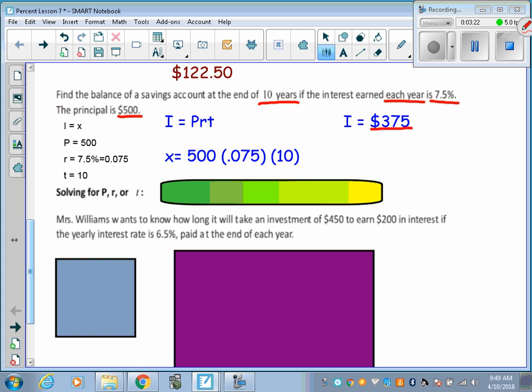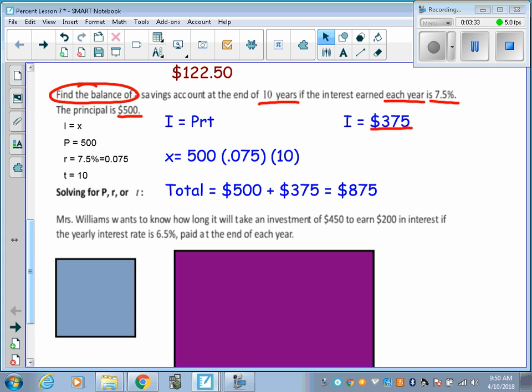Now the question asks find the balance. That means we have to find out how much he will have. Not only will he have the $375, but he'll also have the 500 he started with, so that means he would get a total of $875, and that would be your answer. So the balance would be $875.